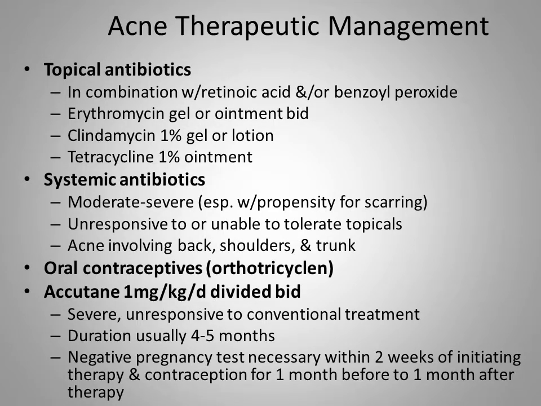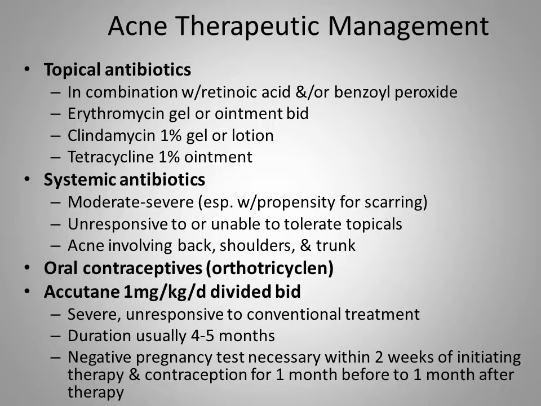So therapeutic management can be achieved through topical antibiotics, and those are usually prescription in nature. They can also have systemic antibiotics that are used for more moderate to severe acne, the type of acne that's more likely to cause scarring. If the child is unable to take or tolerate the topical treatments, sometimes systemic antibiotics will be used in low doses. And any child that has acne on the back, shoulders, and trunk, or the chest may also need to have the low doses of systemic antibiotics.